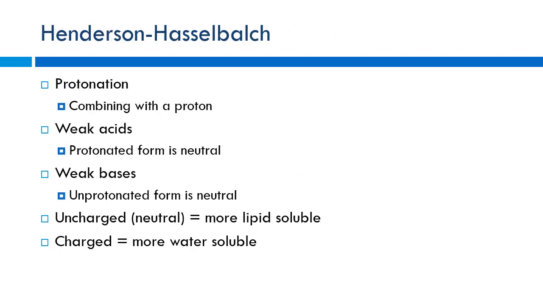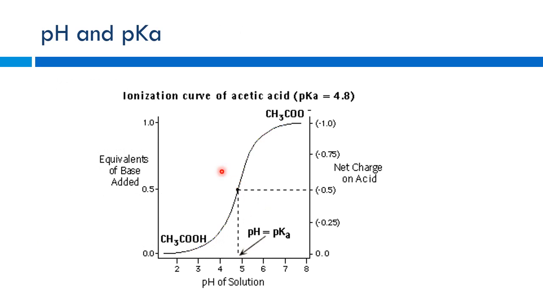Okay. So just remember when it's protonated, it's combined with the proton. Weak acids tend to be protonated, and they are neutral in that form, versus weak bases, which are going to be unprotonated. That's when they're more neutral. So we kind of know that already. Just remember that when pH and pKa are equal, it should be a 50-50 split between the two. That's all this graph is trying to show here.